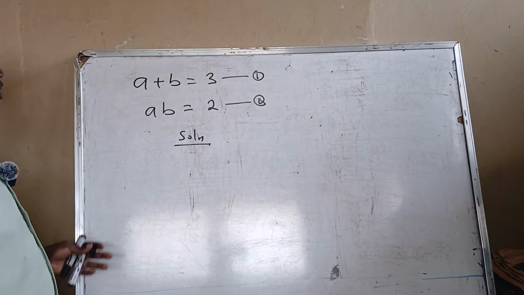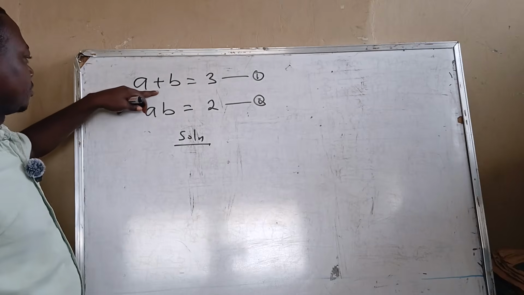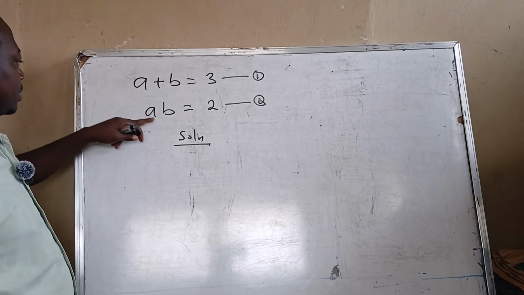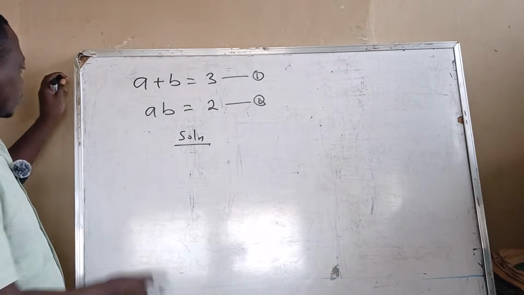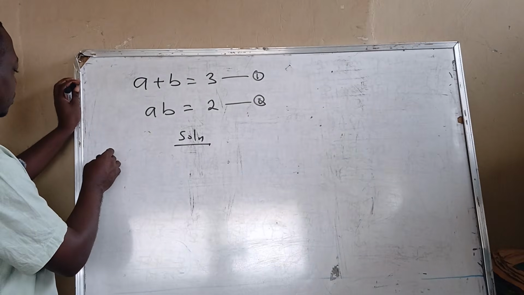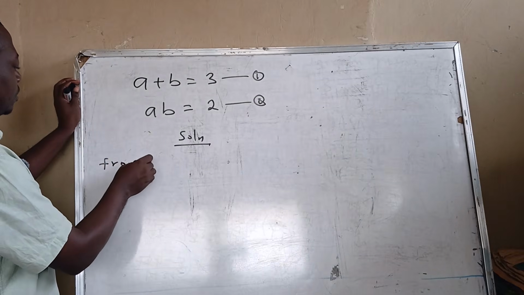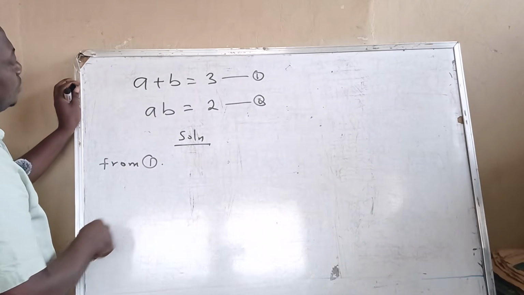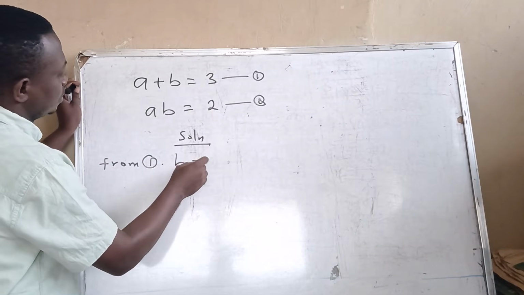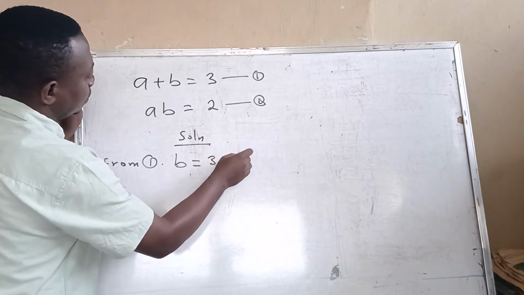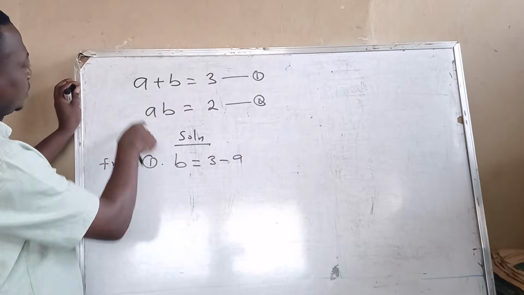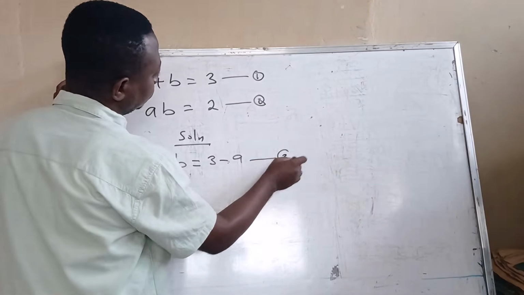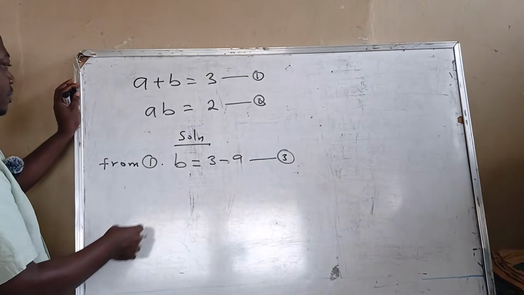So let's make one of the variables the subject from equation 1, then we substitute it into the next equation. From equation 1, I want to make b the subject. So b is the same as 3 minus a. This is b, and the a is over there, and that will be our third equation. So let's put equation 3 in 2.